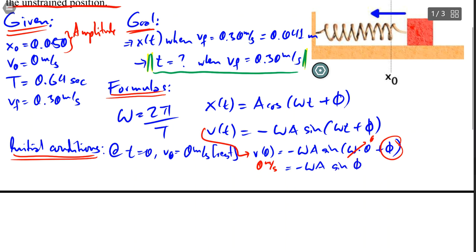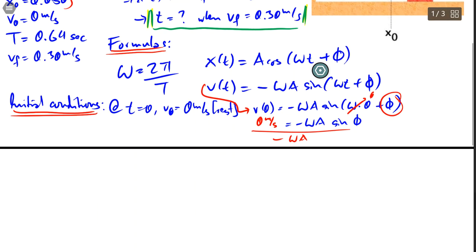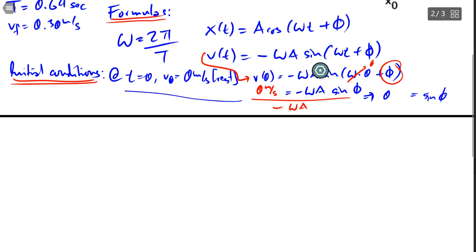If I divide both sides by negative omega A, it doesn't matter what that is, it's going to result in zero as well. As a matter of fact, it's just 0 by itself, no units. I'm going to bring this all the way onto the other side. So I get that sine of phi equals 0.